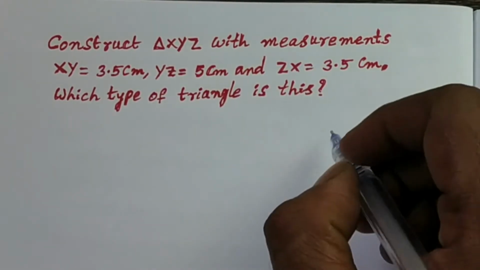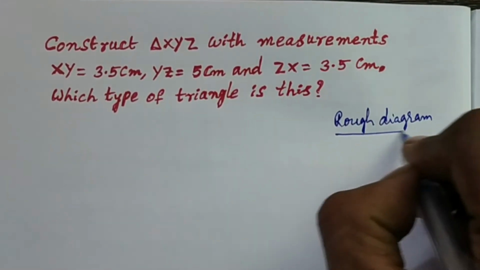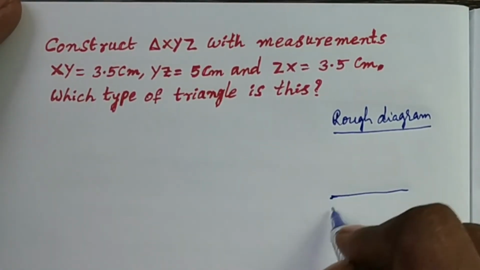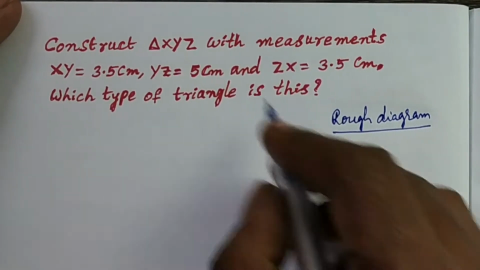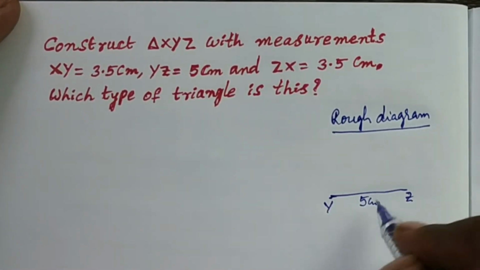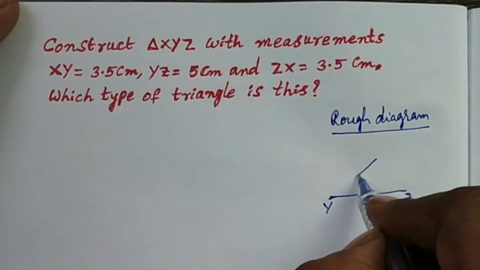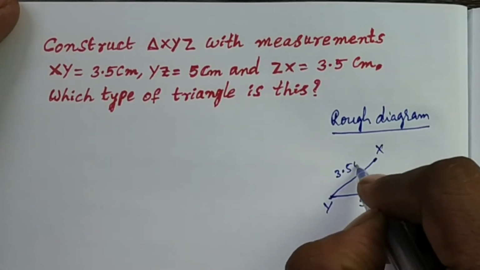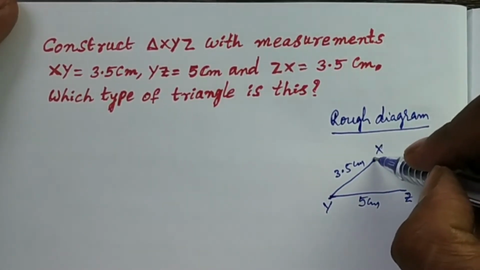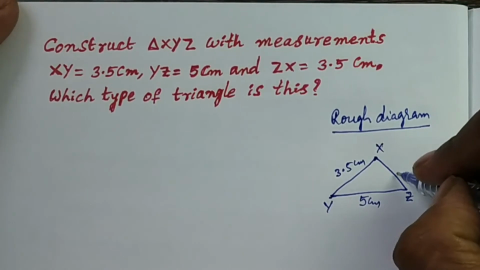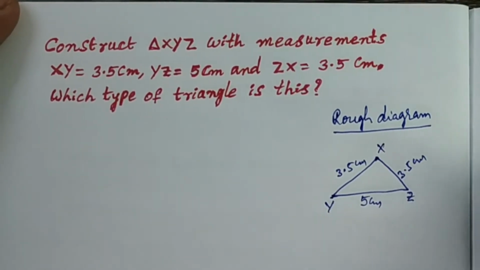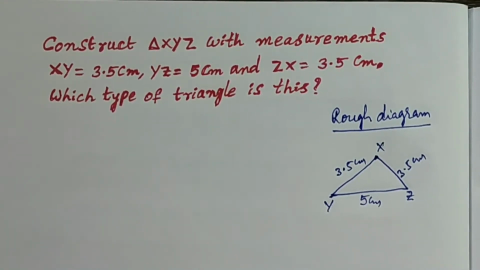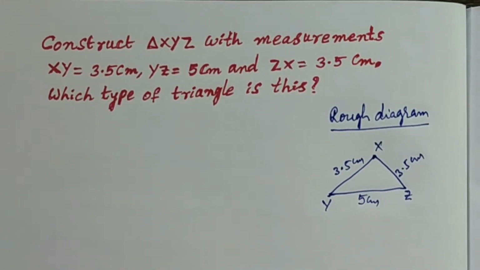So draw a rough diagram now. I preferred YZ as base, YZ that is equal to 5 centimeters, and XY that is 3.5 centimeters, and ZX that is also 3.5 centimeters. So this is the rough diagram of the given construction. Let us go to construct the original diagram.